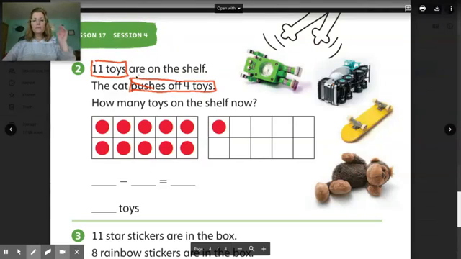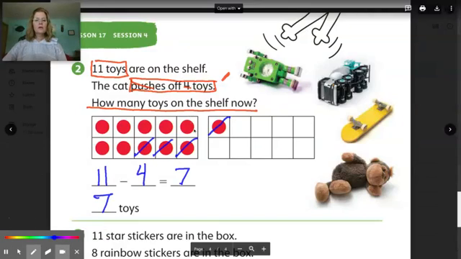So if the cat pushes off 4 toys, are we going to add them together or are we going to take them away? Yep, we're going to take them away. So that's subtraction. How many toys are on the shelf now? 11 toys minus 4 toys. Okay. Hit pause and I'll be right back with you to check your answer.